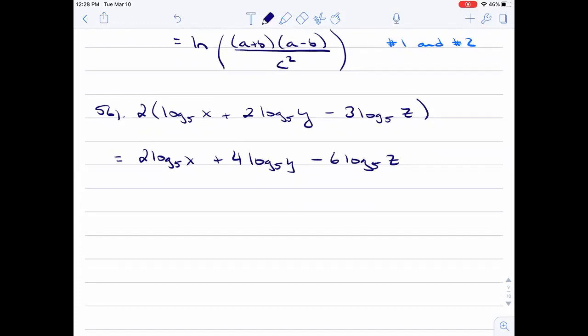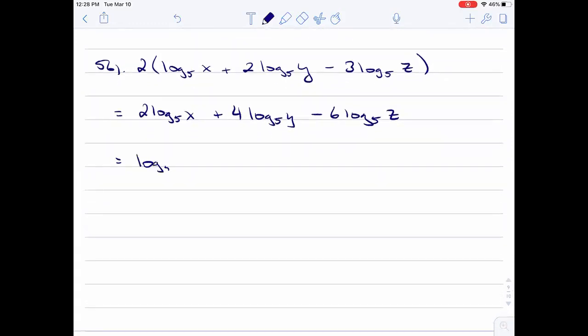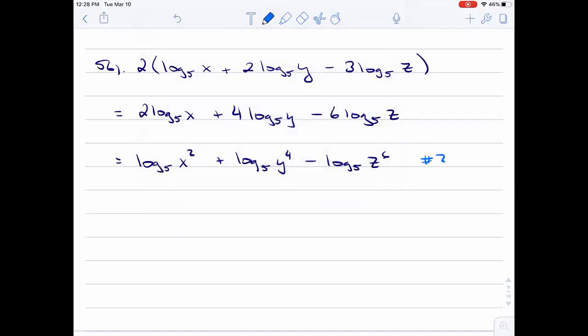So now I'm going to bring all those, I'll call them coefficients, up into the powers. So I get the log base 5 of x squared plus the log base 5 of y to the 4th minus the log base 5 of z to the 6th. And I'll just put a note here that this is by law number 3.